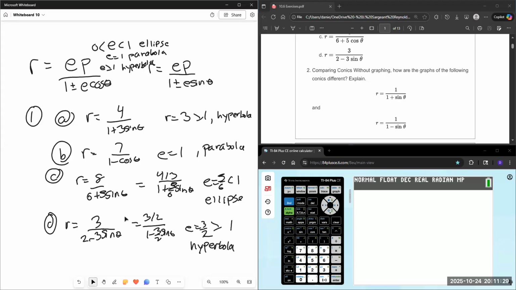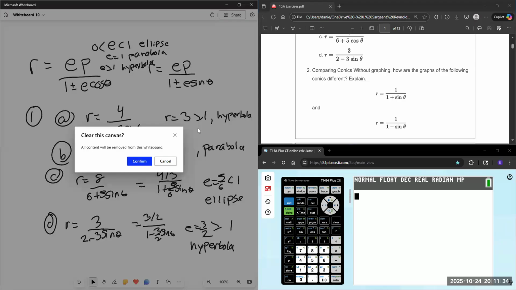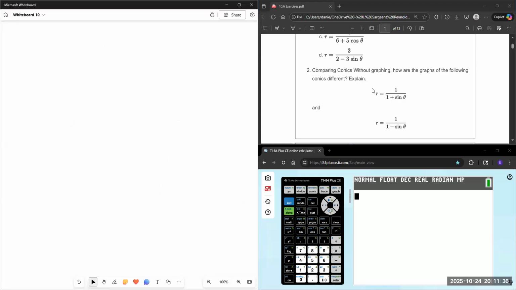Let's look now at problems 7 through 12. And we'll not only classify these, but we'll match them with some graphs.